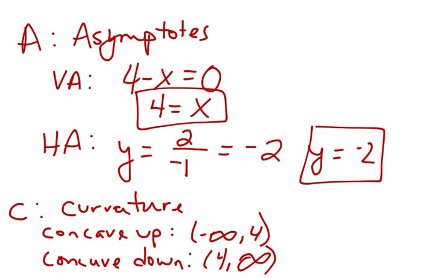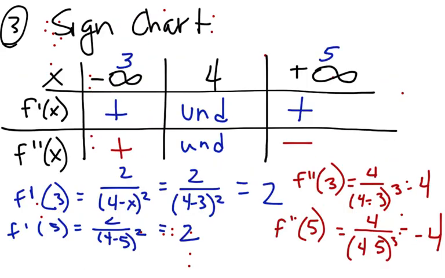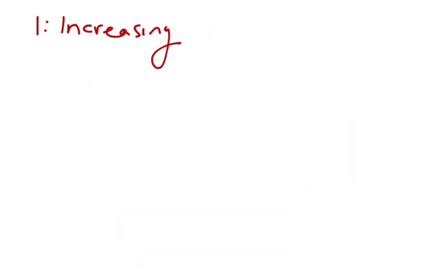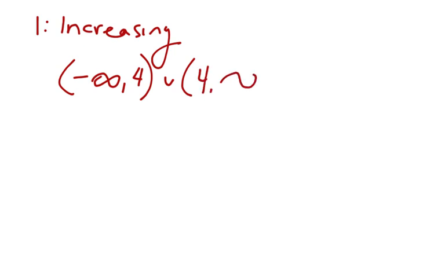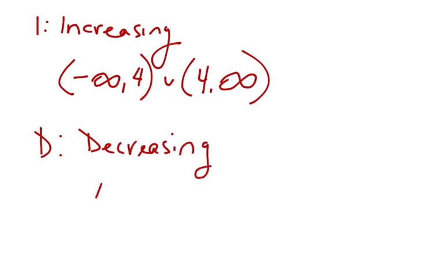Okay, then the next is the I and the D, which kind of go together. I is for increasing. When is the function increasing? Whenever the first derivative is positive. The first derivative is positive everywhere except for 4. At 4 it's undefined. Sorry for flipping back and forth so much. So -infinity to 4, and then also from 4 to infinity, not including 4. When is it decreasing? Well, that's when the first derivative is negative, which is never on this particular function.